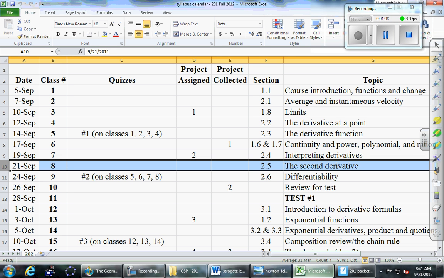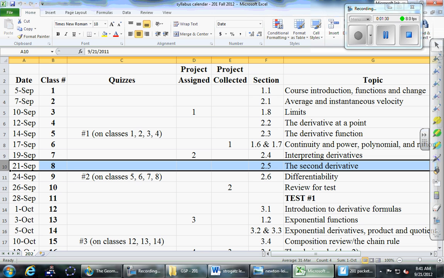And just a reminder, what's coming up next class? We have our second quiz next class. It is on classes 5, 6, 7, and 8. Today's class number 8. So it should be pretty clear to figure out what's going to be quizzed on that quiz. And then the 26th, I guess that's the Wednesday. Is that right? So on Wednesday, project number 2 is due.